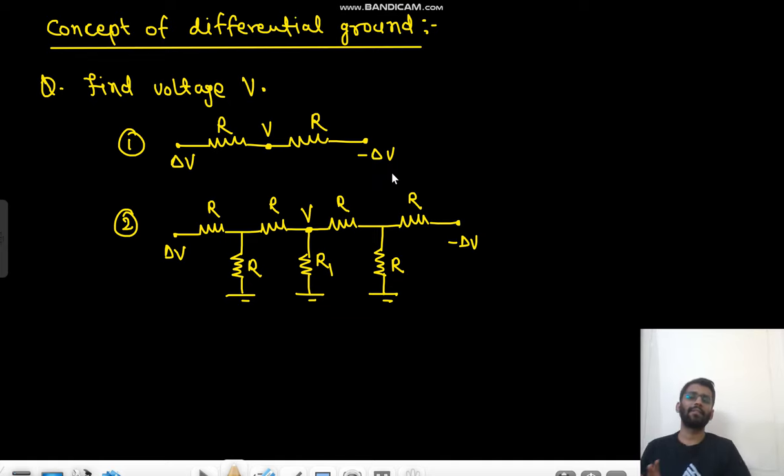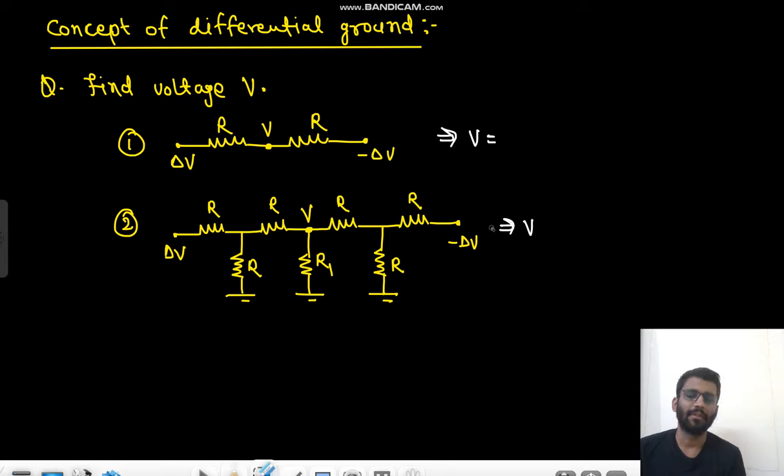There is a simple resistor configuration. You need to find the value of V. What is the value of V? V is 0 volt. Let us assume this is a network, this is a network, and this is V. This is providing Z impedance, this is providing Z impedance. Apply superposition here. This will be delta V by 2. Here, it will be minus delta V by 2. So, what is V? Delta V by 2 minus delta V by 2, 0.